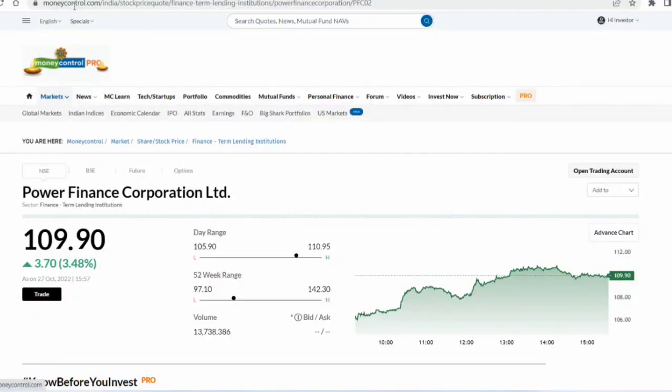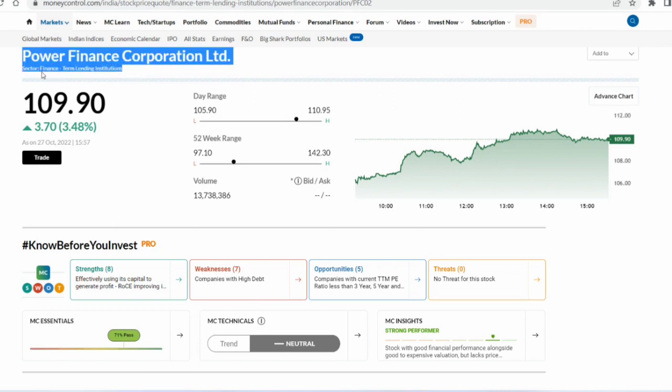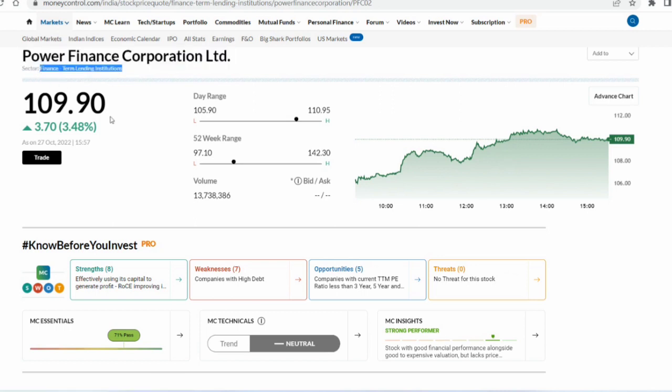Hi, so I have opened moneycontrol.com. Here I came across a company a couple of months ago called Power Finance Corporation. If you see here, the current price is 109 as of today. This is a government company, by the way. It's a lending company of the government. It's a PSU for the power, so basically the energy sector.